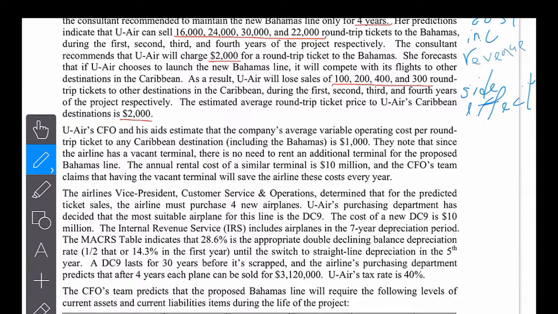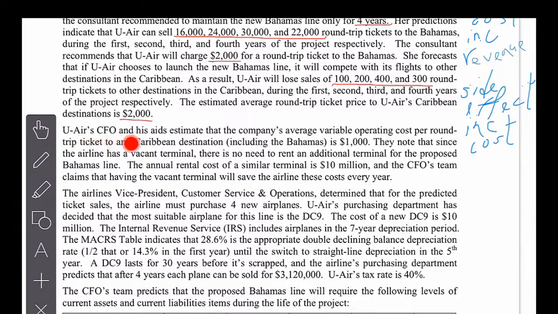Detrimental revenue. I've never heard that term, but it would be incremental cost, yeah. It's a loss. So it's a side effect and an incremental cost. So we'll put those together. We're going to put all this together. I'm just making notes for now, right?